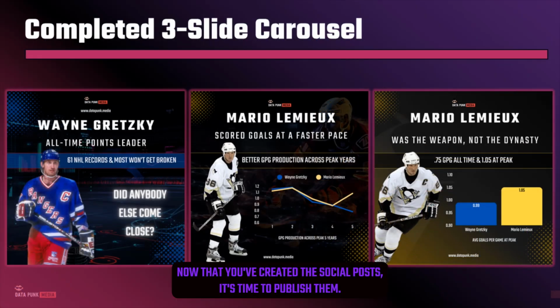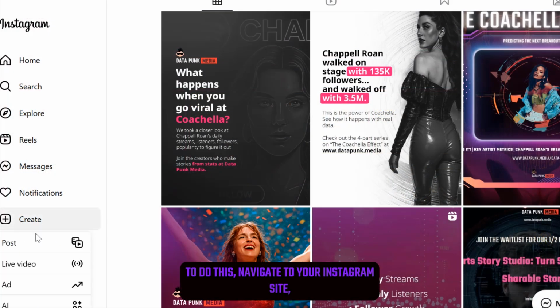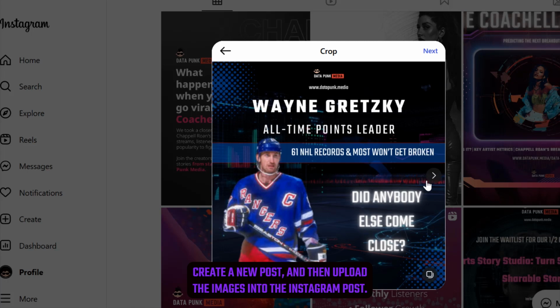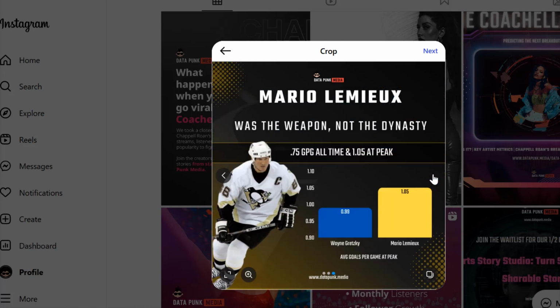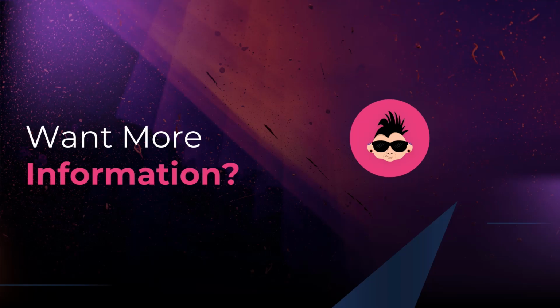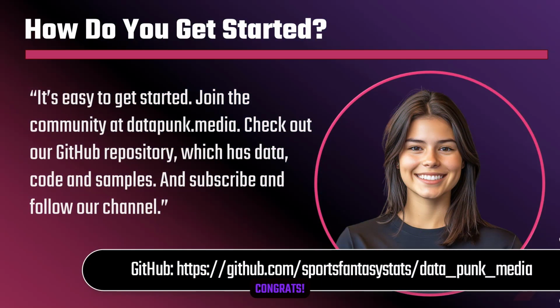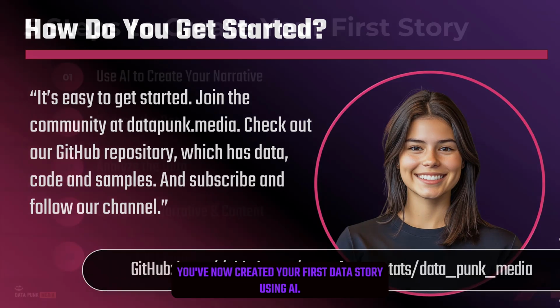Now that you've created the social posts, it's time to publish them. To do this, navigate to your Instagram site, create a new post, and then upload the images into the Instagram post. You can then add a caption and post the story. And that's it. Congrats! You've now created your first data story using AI.